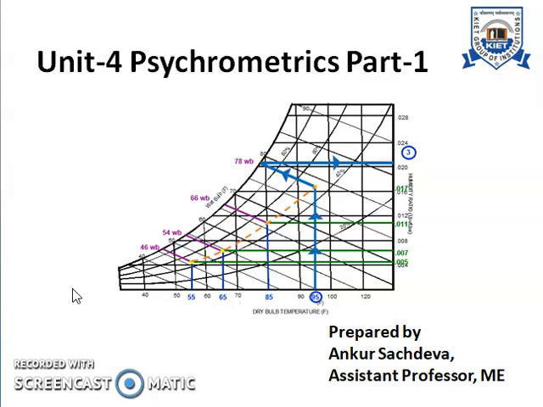In the previous lecture, I discussed the definitions of terms like air conditioning, psychrometry, saturated air and unsaturated air, and we also learned the composition of atmospheric air. In this lecture, we will continue our discussion on moist air.